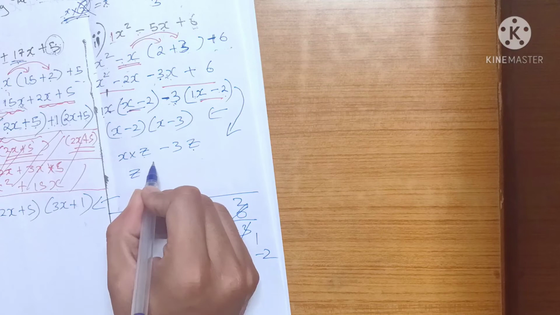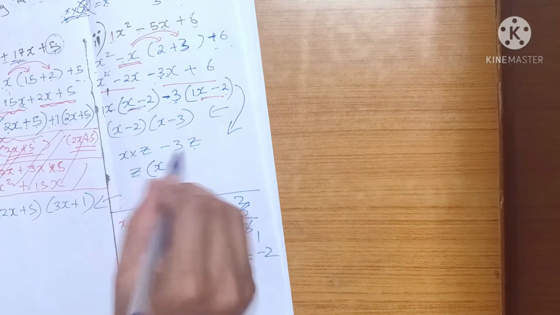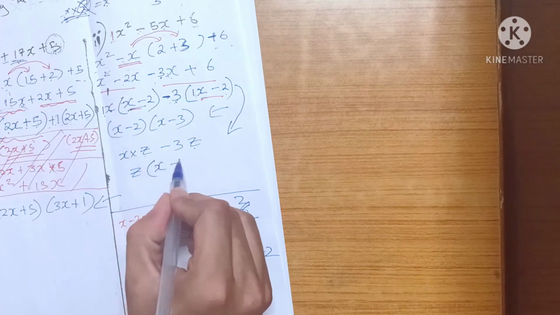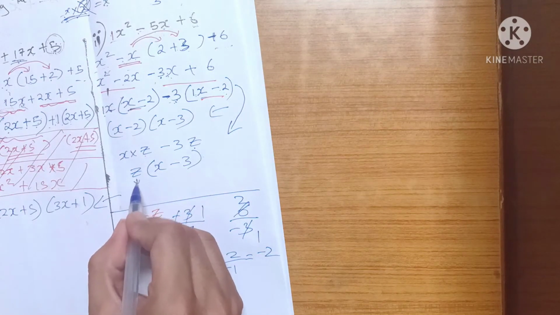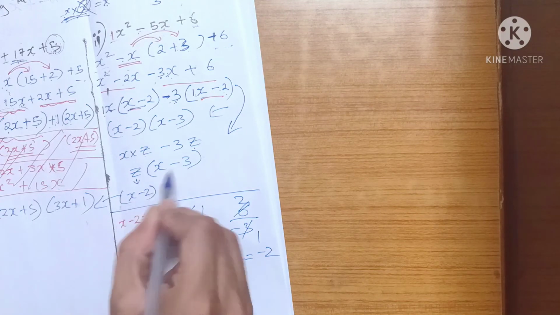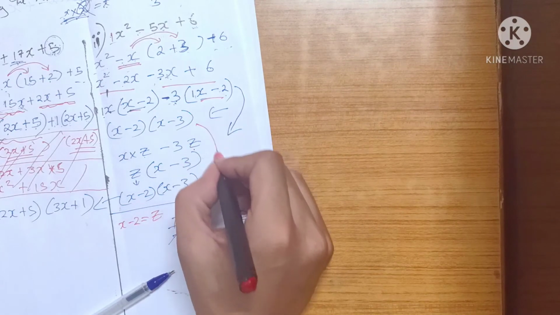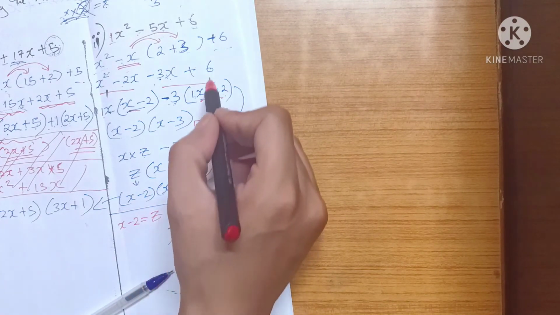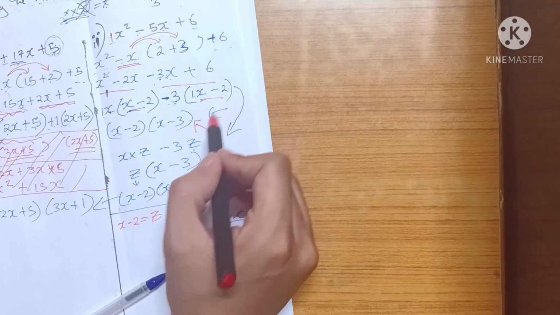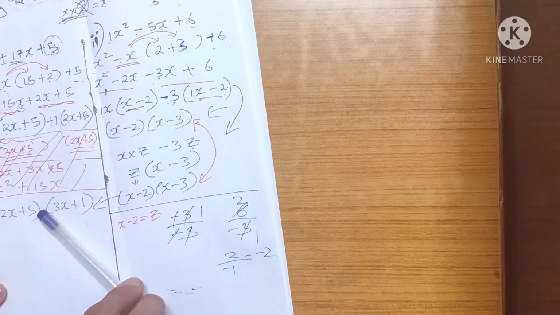Here, z and z are the same. So if we take z out, what is left? One z is there, it's out, so x is left. From here also, z was there, it's out, so minus 3 is left. But what is z? z is x minus 2. So instead of z, I can write x minus 2, and from here x minus 3, which is the same thing as this. So this is what we are actually doing, but we're skipping all the steps and going directly from here to here. The same case here also.